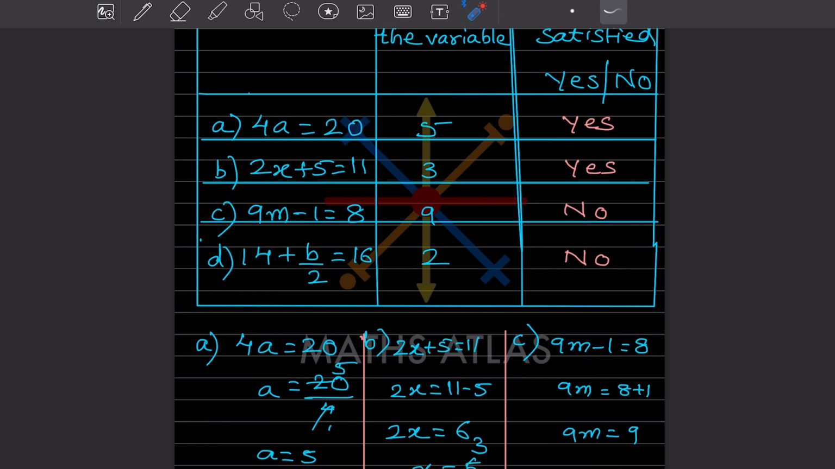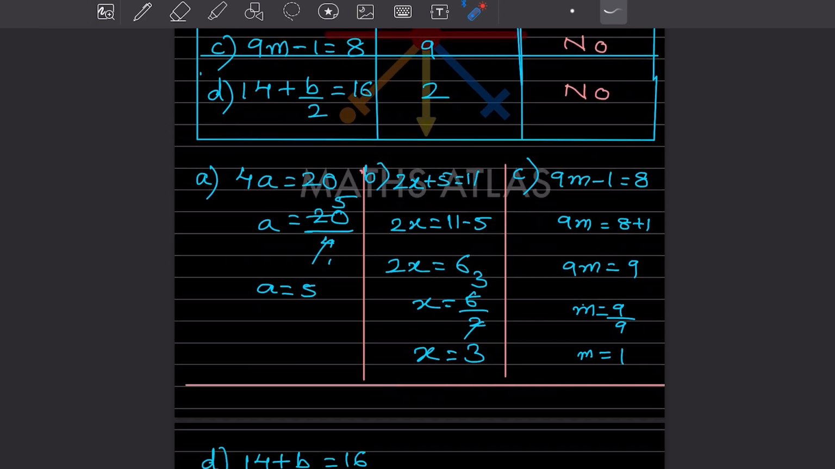So now again, this is my left hand side, means everybody's left hand side, and this is the right hand side. So now what are we going to do? This thing is 9m, and now this is 8, minus 1 becomes plus, okay, 9. So 9m is 9, 8 plus 1 is 9. So m will be, this is multiplication, this is going to get divided. 9 ones are 9, so m is 1. But here what did I write? The value of this is 9. So this is not satisfied. Okay, so we have to write here No.